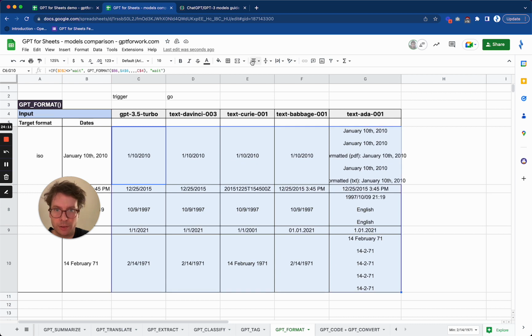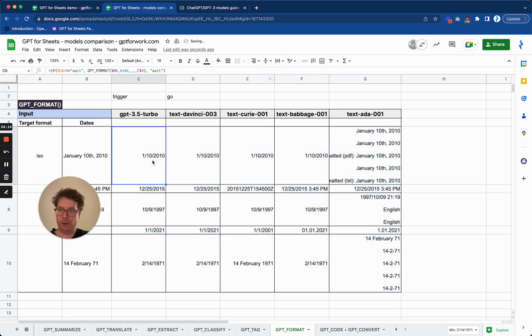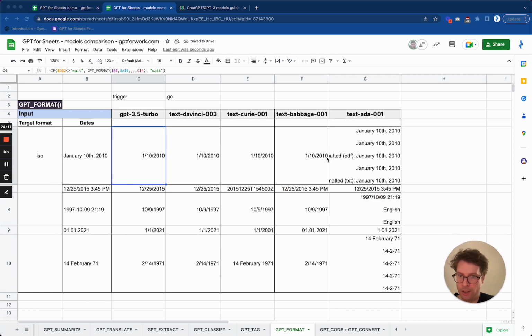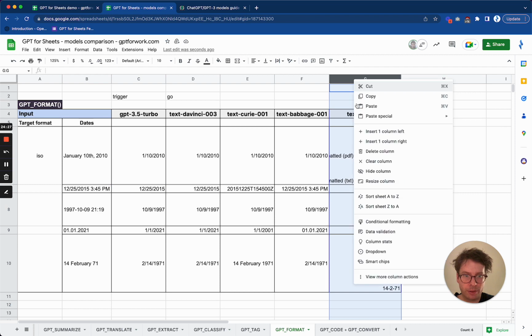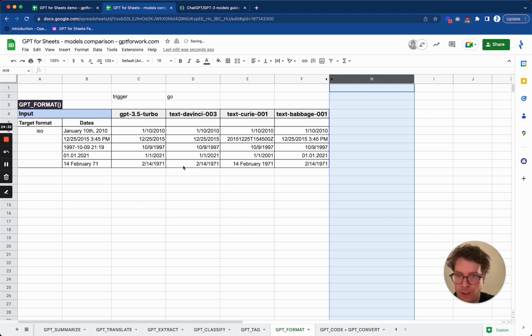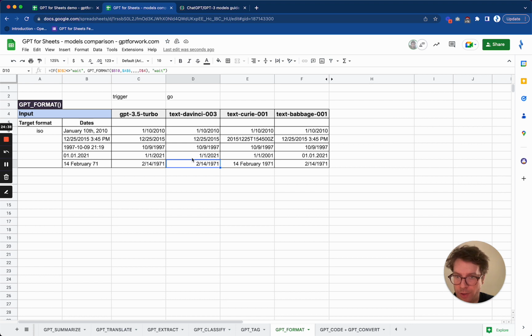Okay, let's right align all of this. Okay, so move this around. So of course Ada is completely wrong about everything. Let me just hide this to make the other columns easier to compare. So just hide this. Okay. Both ChatGPT and DaVinci got everything right. Curie started to, yeah, didn't understand this one. This one is correct, but it's not a date.